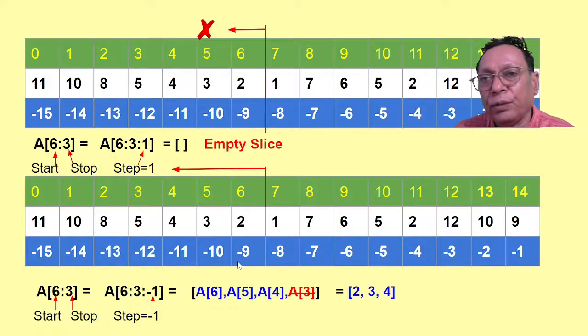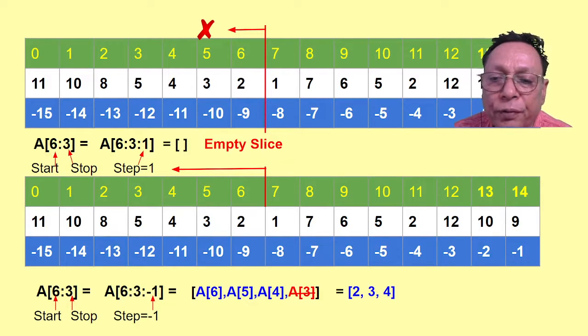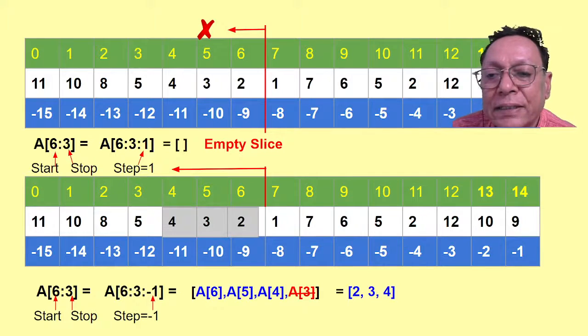Whenever you see the step is negative, you should make up your mind that your movement is from right to left, and likewise your slice is extracted. So in this case, when you are seeing the slice of A6, A5, A4, A3, A3 is excluded and your slice will be 2, 3, 4 from right to left, as the step was -1. The next example.